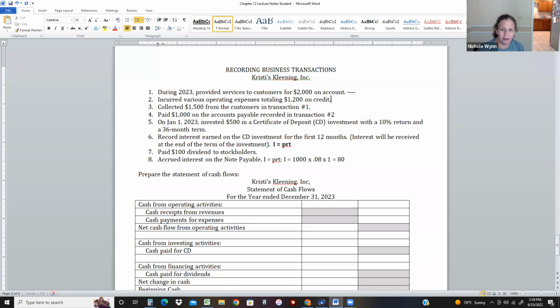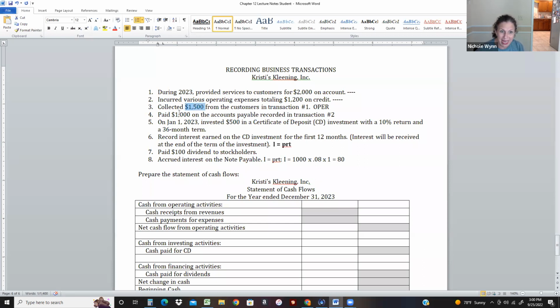This one says incurred various operating expenses totaling $1,200 on credit. So again, no cash changed hands. This would be operating expense and we're going to pay later, accounts payable. So no cash. But transaction 3 collected $1,500 from customers. That will be operating because this is money from customers. Customers go in the operating section. So I am not going to pick up the $2,000 at all. I'm only going to pick up $1,500 of it because that's what I received in cash.